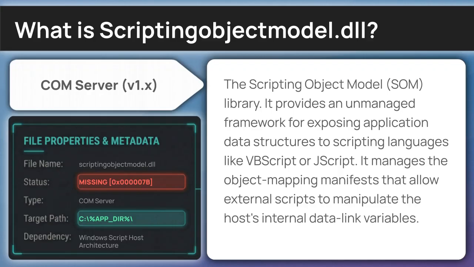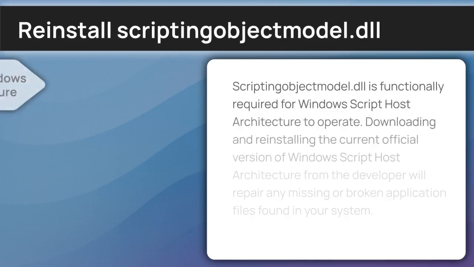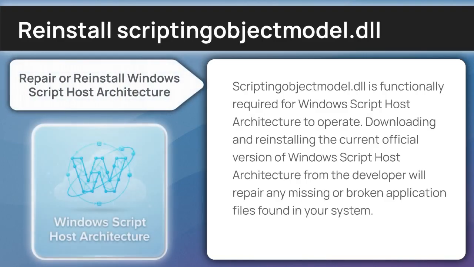Now let's dive into the solution, starting with a standard reinstallation. Scripting Object Model is functionally required for Windows Script host architecture to operate. Downloading and reinstalling the current official version of Windows Script host architecture from the developer will repair any missing or broken application files found in your system.